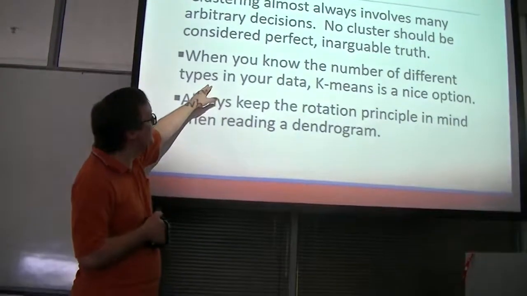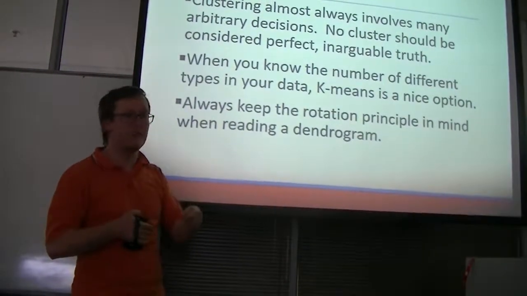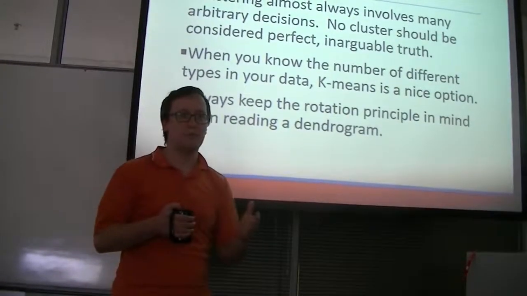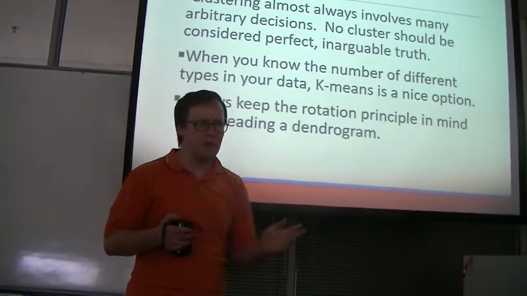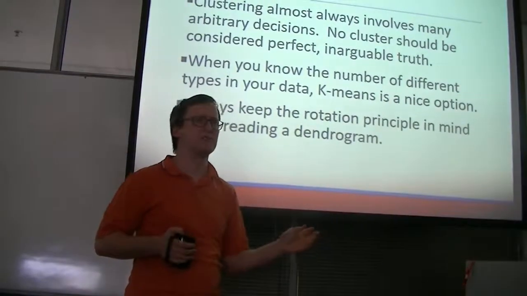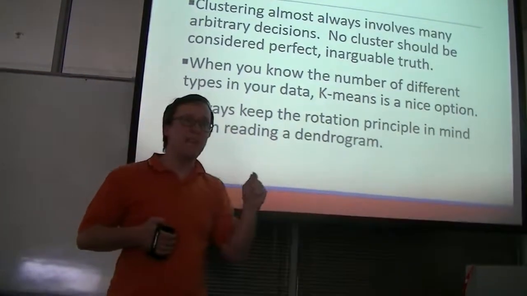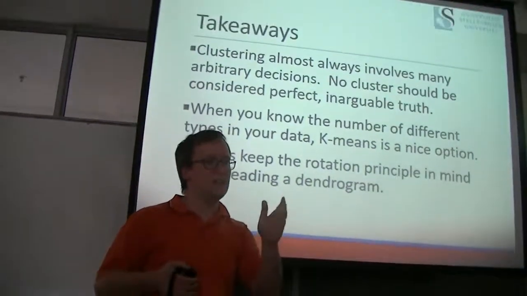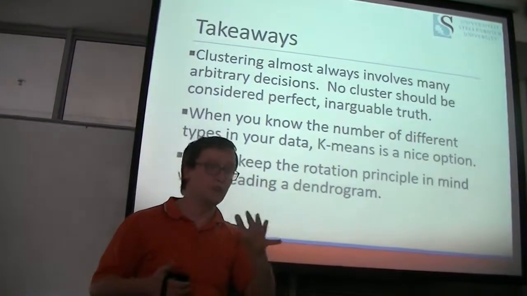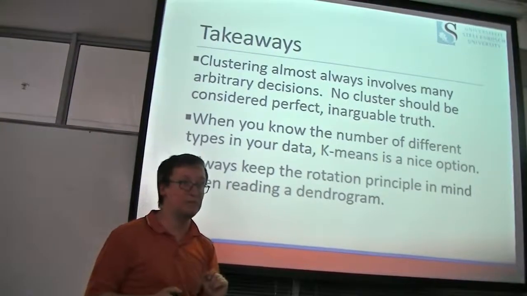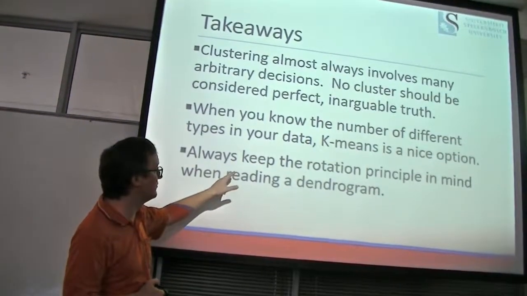When you know the number of different types that should exist in your data, k-means is a nice option. It's useful, it's extremely quick with very large numbers of samples, and it's a very valuable tool for that purpose. It may help you to realize that some of your data fall on this boundary between groups. We're going to see some examples of that in the tutorial in just a moment.